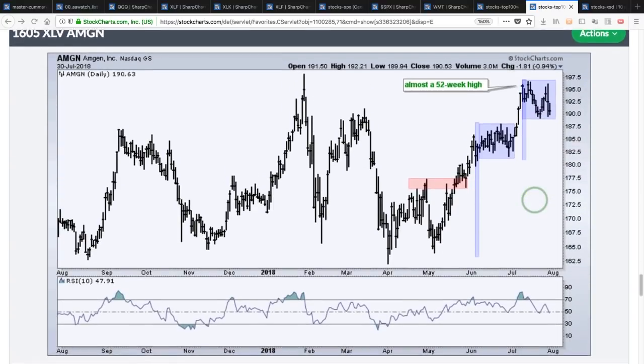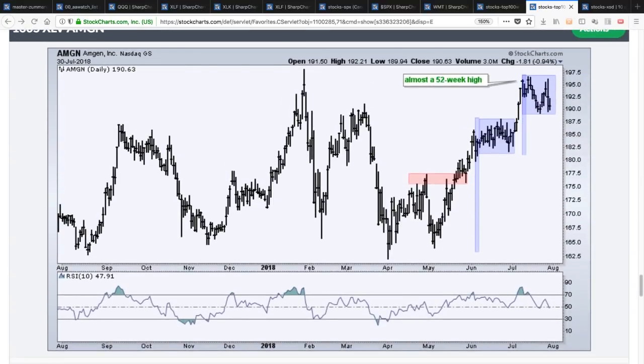Next up, we have Amgen, another biggie, and it is almost at a 52-week high. So again, good strength within the sector. Sure, Amgen has gone nowhere. Well, it's been in a choppy range for the past year, but it's at the upper end of that range, and that is more positive than negative.